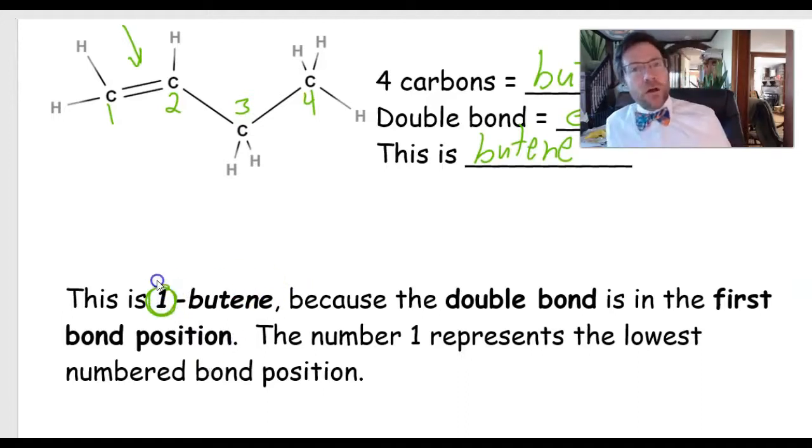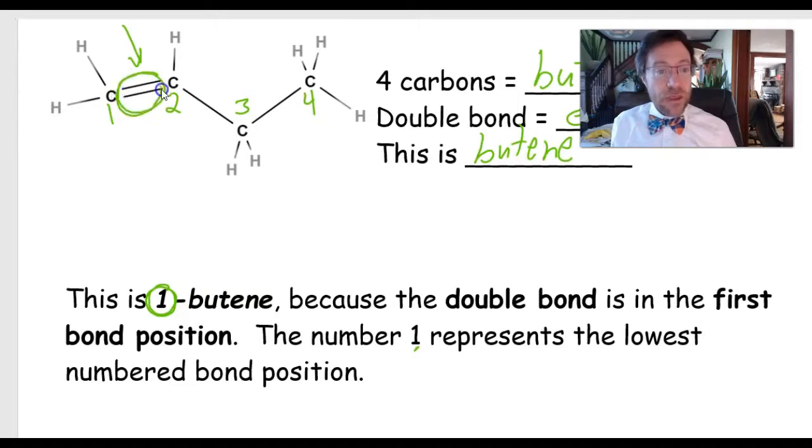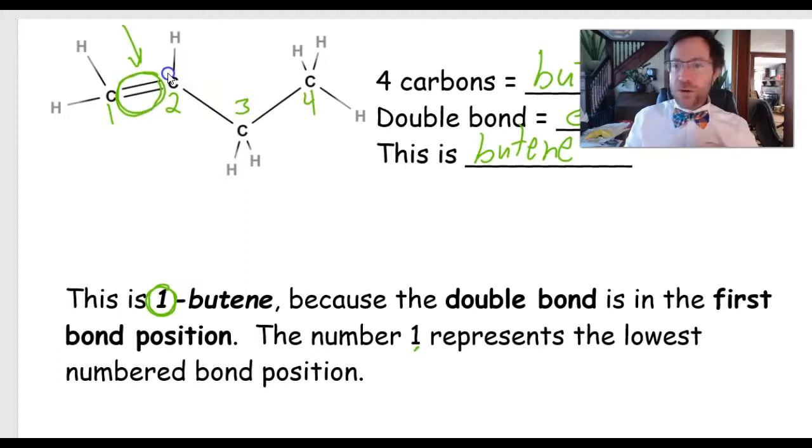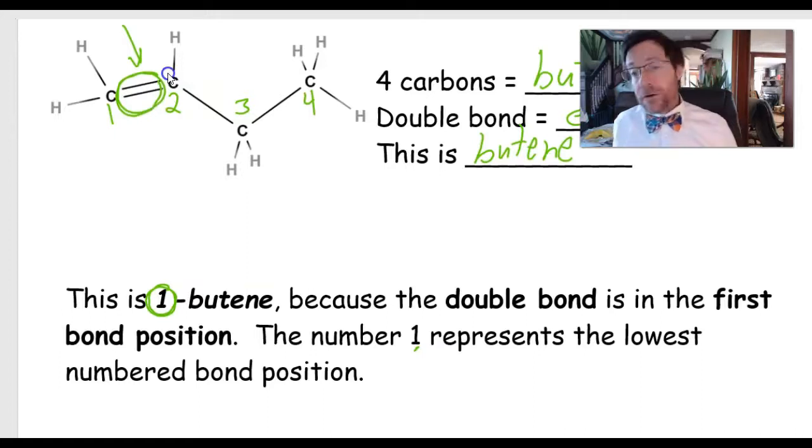The reason we're going to start calling this 1-butene is because this double bond right here is in the first bond position. It's way out at the end, right? So the number 1 tells us where it is, and we really need to know that, because if the double bond is here, way at the end, that makes it really, really reactive. In other words, it'll react like crazy. However, if the double bond was here, for pretend, then this would be in bond position number 2.